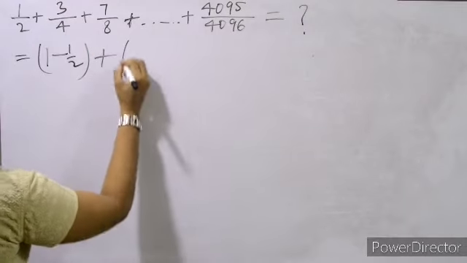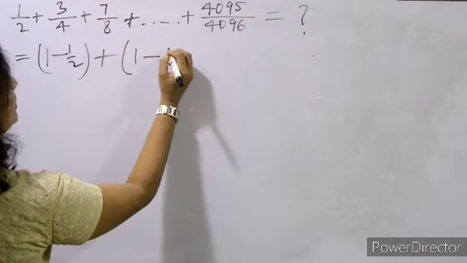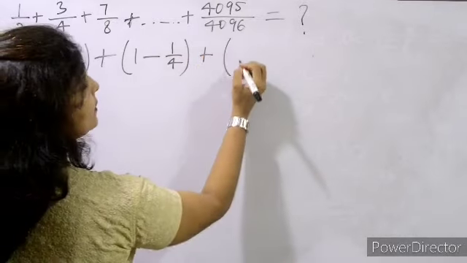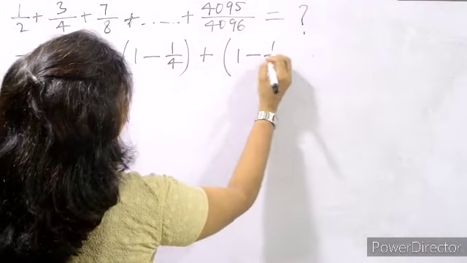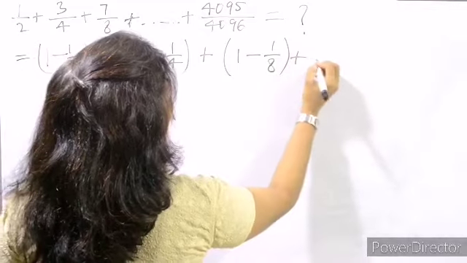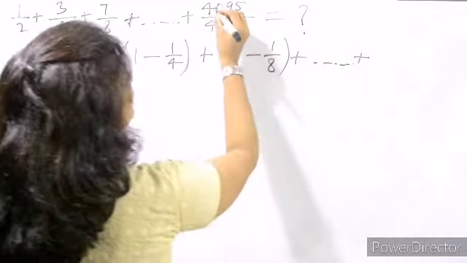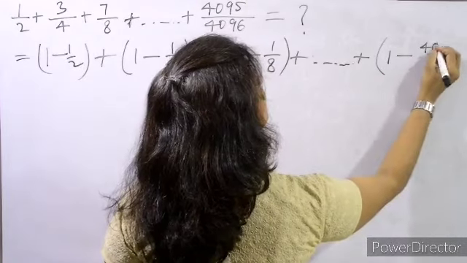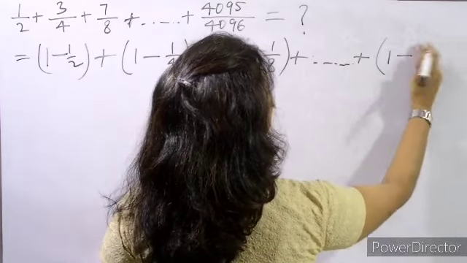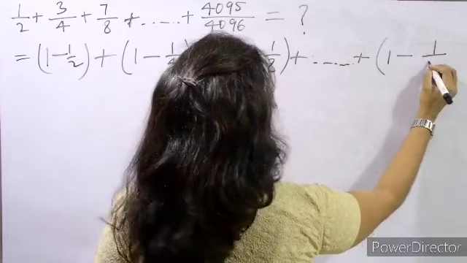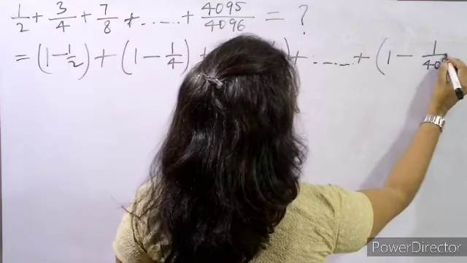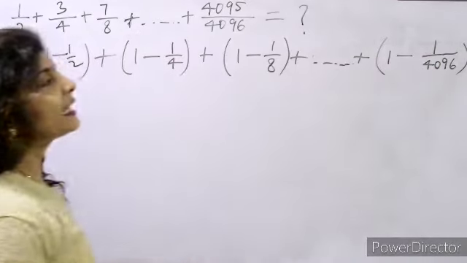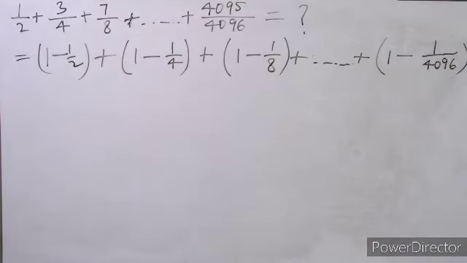Similarly for 3 upon 4 we can write 1 minus 1 upon 4. So for 7 upon 8 we can write 1 minus 1 upon 8. So plus dot dot dot. Similarly for this one we can write 1 minus 1 upon 4096, because 4096 minus 1 divided by 4096 will be 4095 divided by 4096.